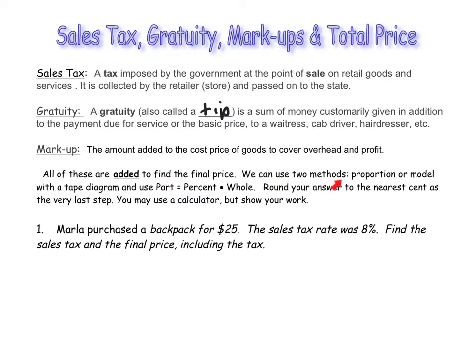We'll use two methods today: a proportion method, and we can also model with a tape diagram and use part equals percent times whole or total. We're going to round our answer to the nearest cent as the very last step. And you may use your calculator, but show your work. So let's get started. Marla purchased a backpack for $25. The sales tax rate was 8%. Find the sales tax and the final price, including the tax.